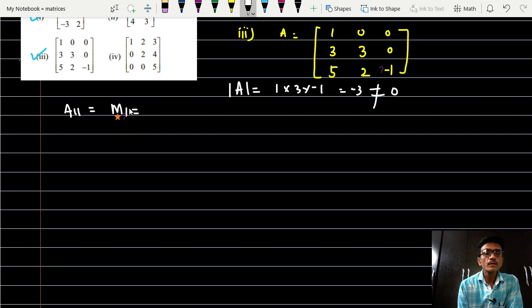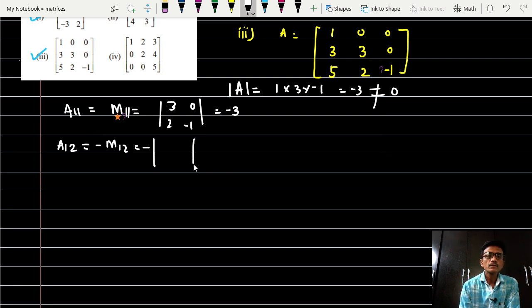A11 is equal to M11, and it is the value of the determinant 3, 0, 2, minus 1. Its value is -3. A12 is equal to minus of M12, which is minus of the value of the determinant deleting the elements of the first row and second column. That is 3, 5, and 0, minus 1. So its value is -3, and minus of minus will be +3. So it is +3.